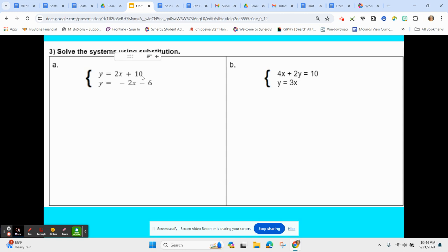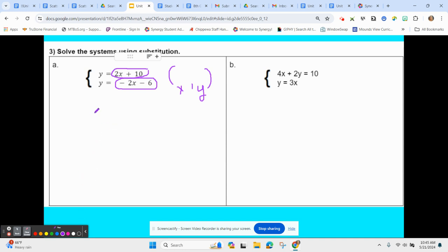So another way that we can use this is we can actually use substitution. And here's what I know. In a system, we are looking for 2 points working together. We are looking for our x and we're looking for our y. So where do these lines overlap? Now, notice that the y's are the same. Y equals. So whatever y is, it's the same. And then notice over here that 2x plus 10 is going to have to be the same amount as whatever -2x minus 6 is. These two expressions that I've circled must be equal to each other.